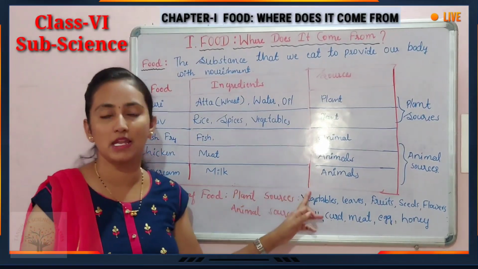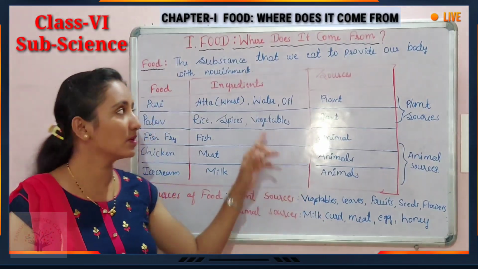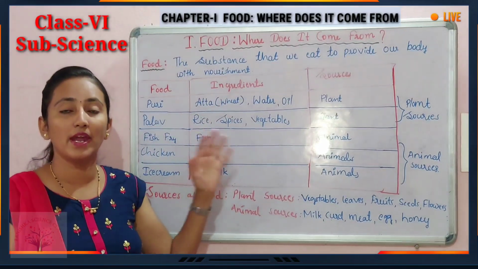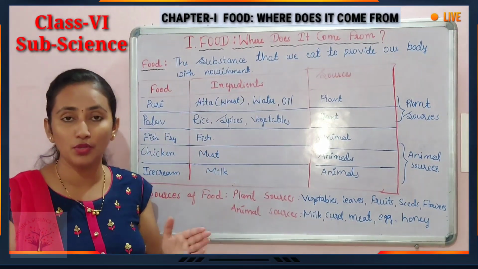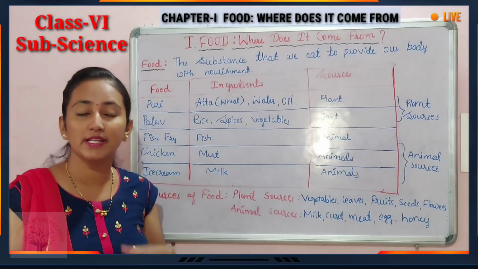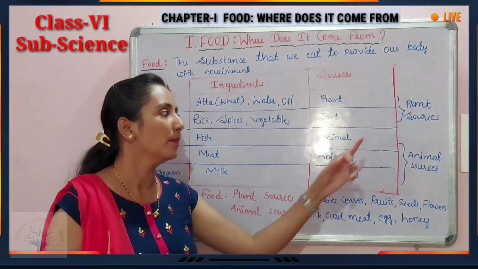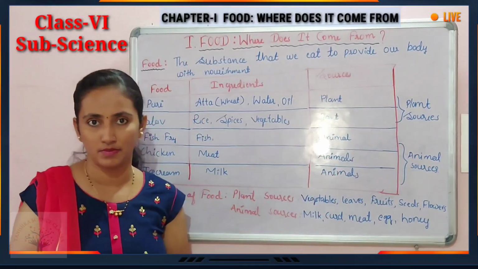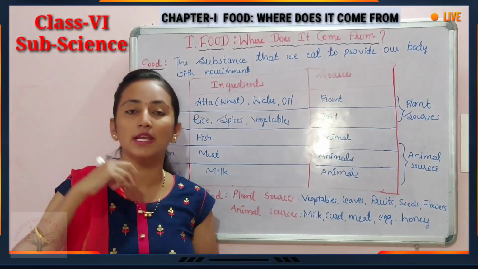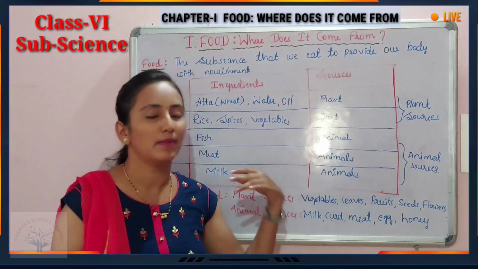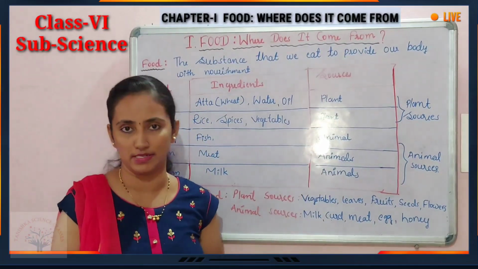So plant and animals. So what was the question of our lesson? Where does food come from? Where does it come from? We got the answer here, mainly two sources: plant and the animals. Mainly food we get from the two sources, those are the plant and the animals.